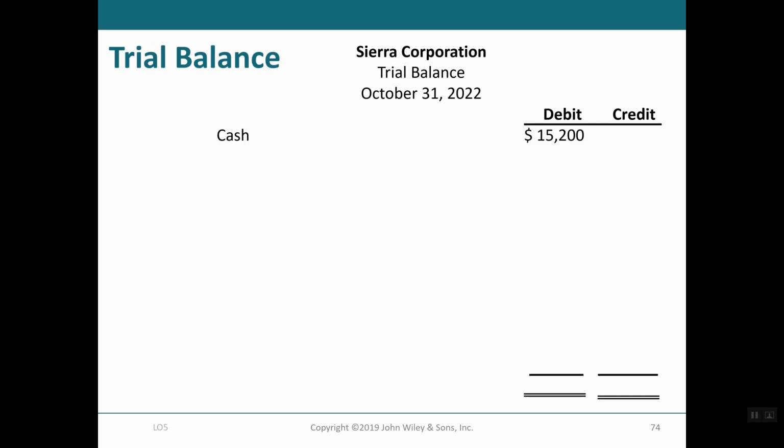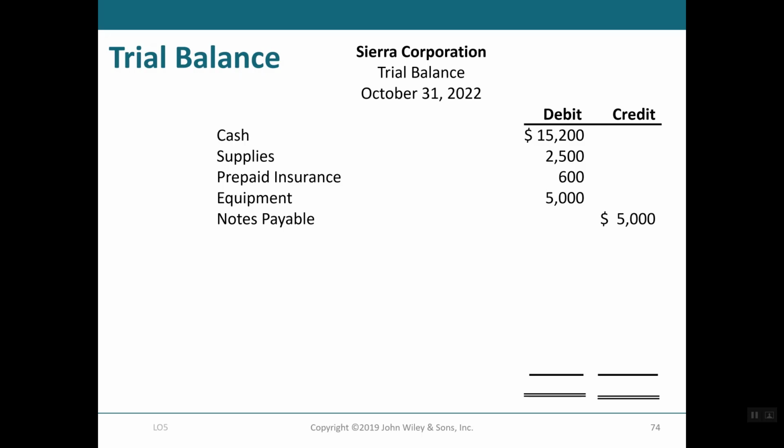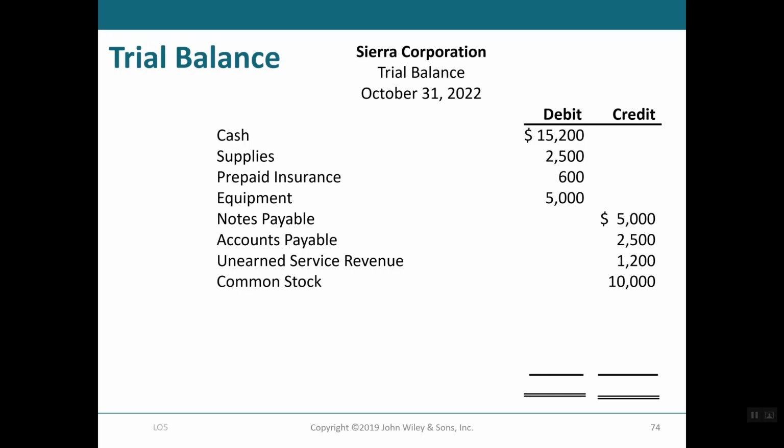So for this one, we can find the trial balance on page 330. That way we can flip back to see the accounts we did before and see how the numbers look. In our balance, for the cash account, the balance was a debit balance of 15,200. We also had supplies, 2,005. Prepaid insurance, 600. Equipment, 5,000. Now we have notes payable, 5,000. Accounts payable, 2,500. And service revenue, 1,002.